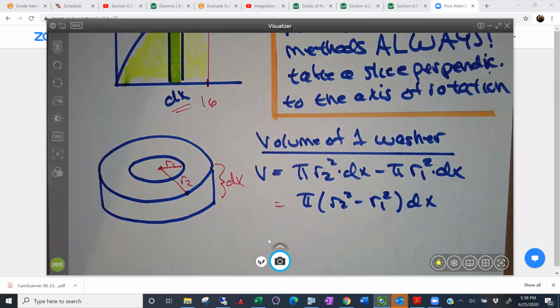And so now we look at our variable here and notice, okay, I get it. I'm going to have to integrate with respect to x. That means I have to have expressions for R1 and R2 in terms of x. So let's see if we can't figure out what those expressions are.